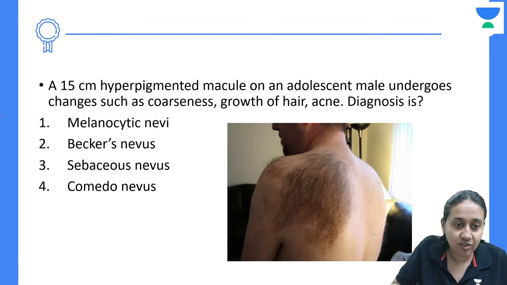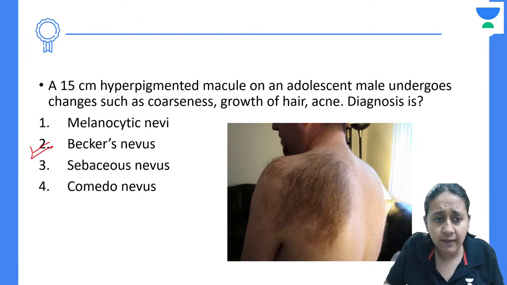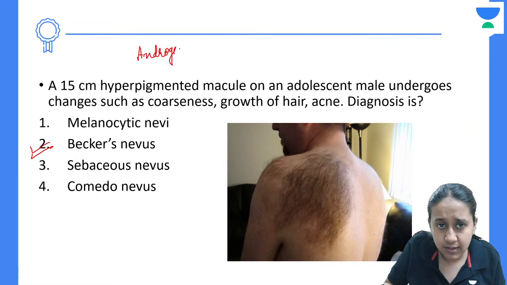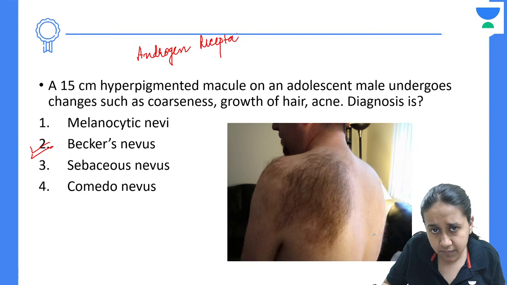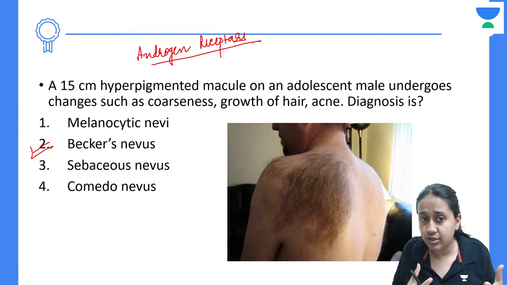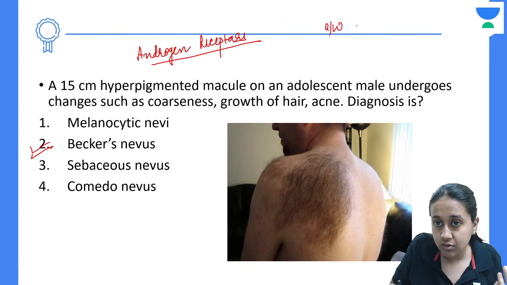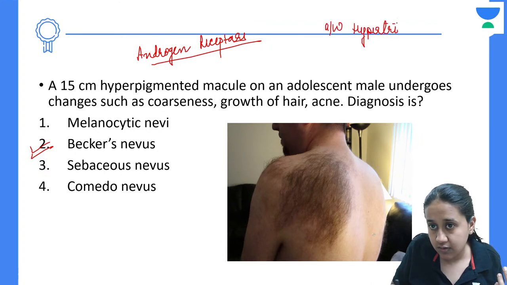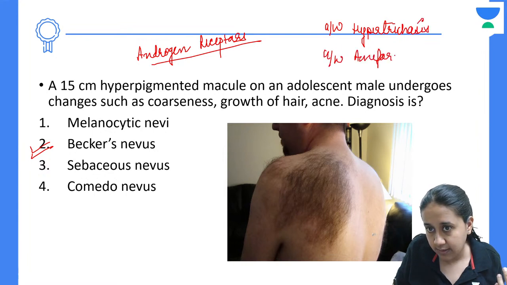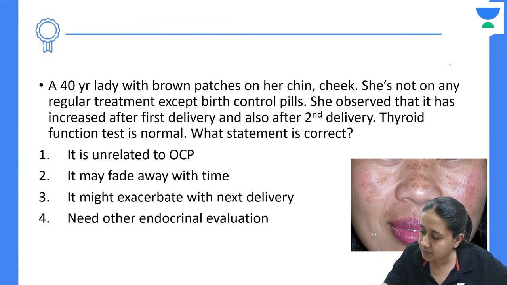So it's a very classical lesion of Becker's nevus. It usually occurs at the time of adolescence, that is at the time of puberty, because they have androgen receptors over them. So androgens, when do you get more androgens? Whenever you have your puberty. So at that time it becomes prominent, associated with hypertrichosis. Okay, there are a lot of hairs, and sometimes there are also acneiform eruptions. You can also get acneiform eruptions in these individuals. Next question is on your computer screen.